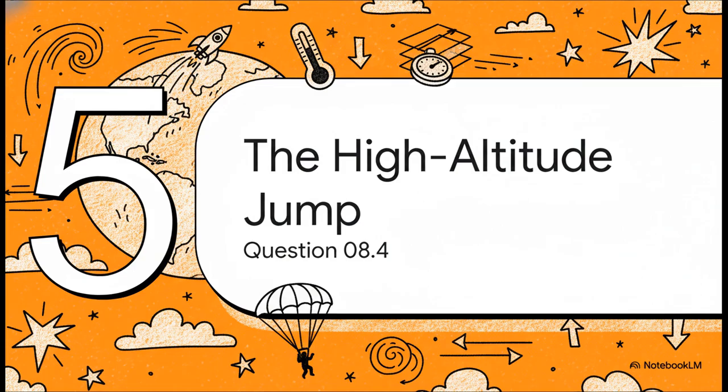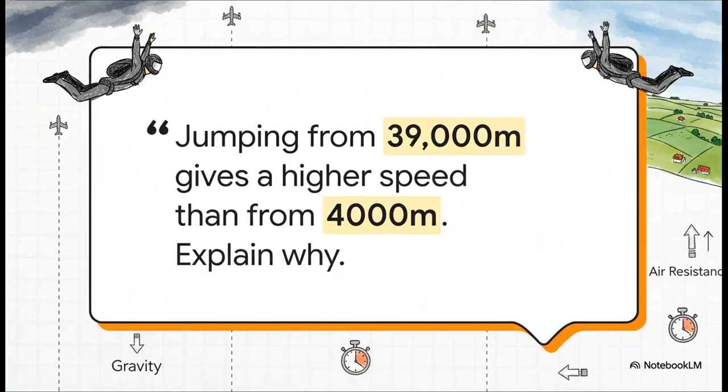All right, let's tackle the last part of the question, 8.4. This one's a bit of a curveball. It's about a high-altitude jump, so we've got to apply what we know to a totally new, more extreme situation. So the question is, why would jumping from way, way higher, like 39,000 meters, let a skydiver go so much faster than jumping from 4,000 meters? What's the big difference up there? Let's figure it out for 3 marks.